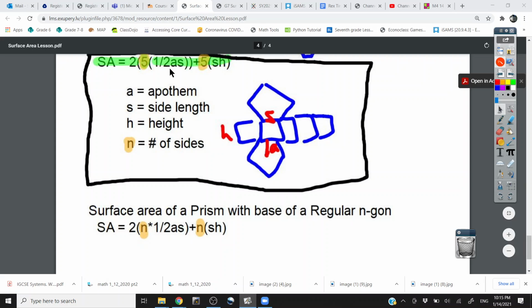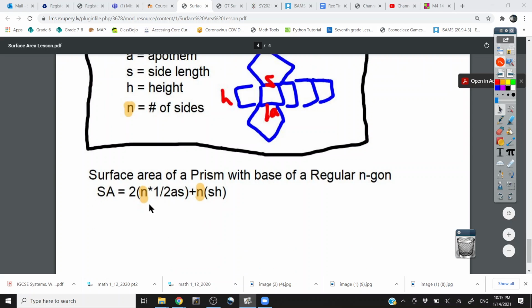I'm taking this same formula, surface area equals 2, but instead of 5 here, I'm putting n because that's the number of sides, times 1/2 times the apothem times the side length, plus the number of sides times the side length times the height. That's the rectangles in the middle here. So we have this generalized formula.